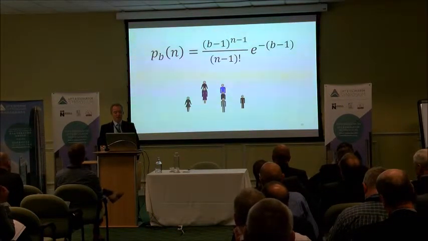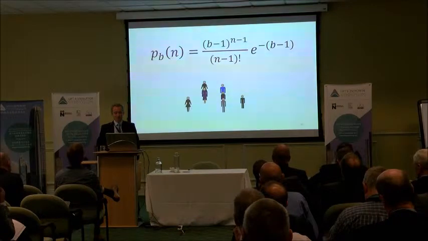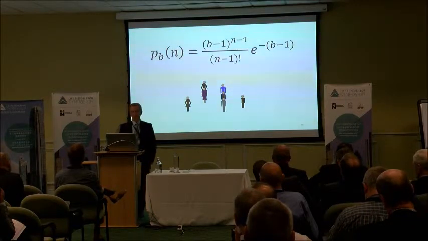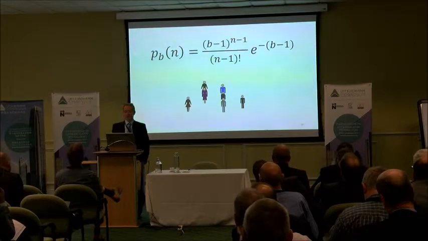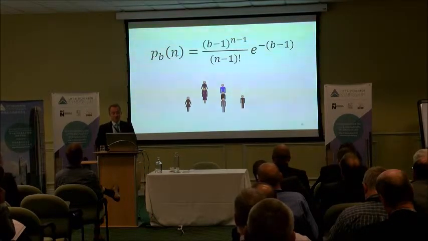We then break them up into batches. We can do this with an equation. I won't go through the equation now, but it's a function of the batch size, and the n is the number of people in each batch. So these 7 people I've now broken up into 4 different batches: 2 batches of 1 person, 1 batch of 2 people, and 1 batch of 3 people.